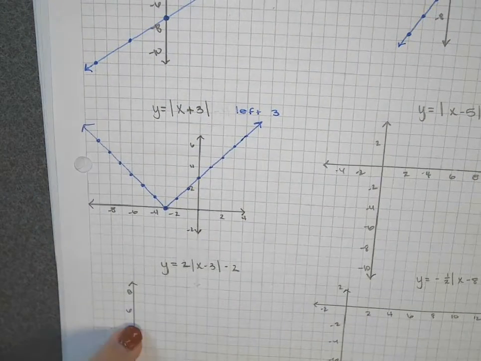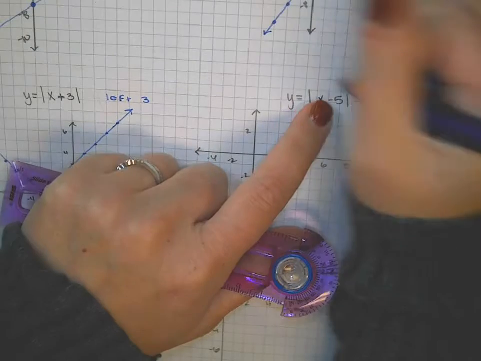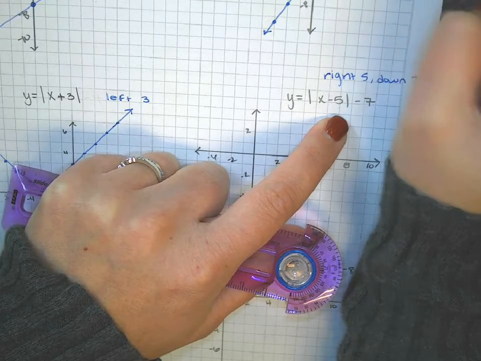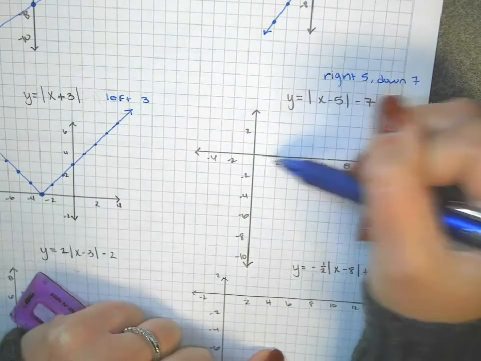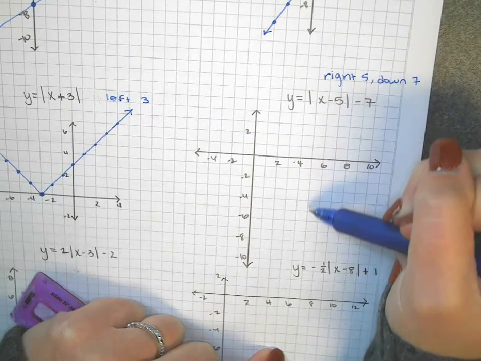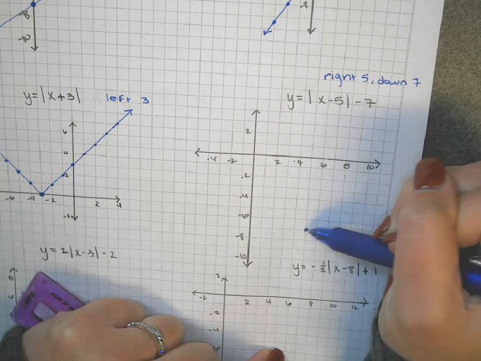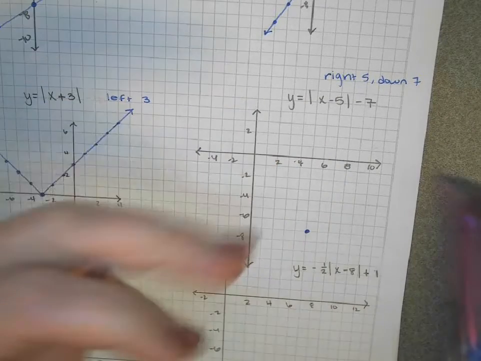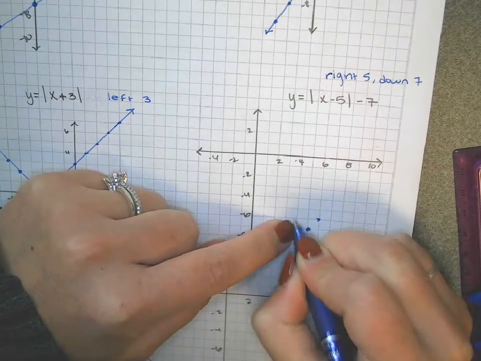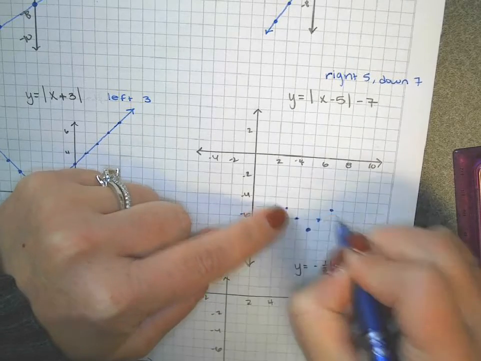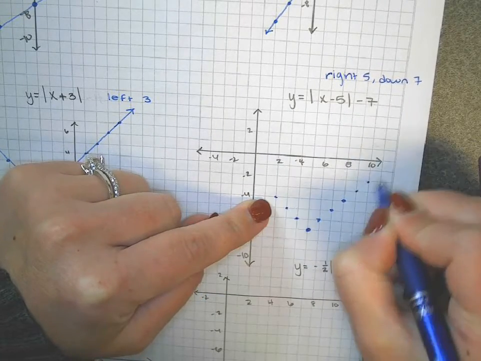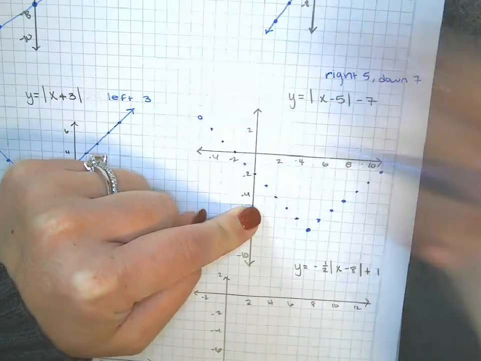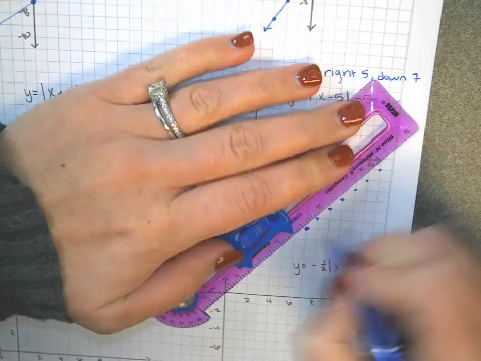So that's that one. Now this one goes to the right 5, and it goes down 7. That's where your new vertex is. So the right 5, down 7. So right here, there's your new vertex. Now this one also doesn't have a multiplier out front, so it's going up 1, out 1, up 1, out 1, and you're just going to keep doing that until you've run out of graph.